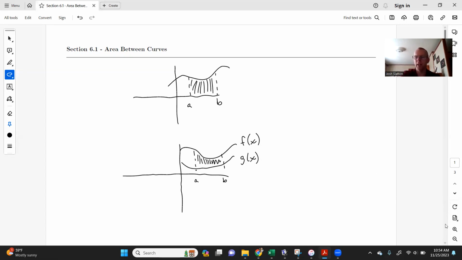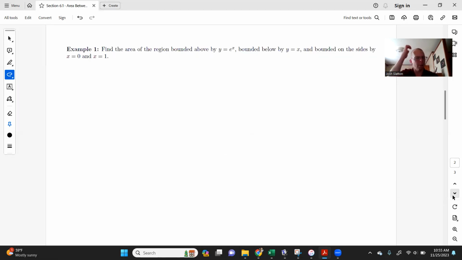The way we can do that is we can find the area under this curve like we did up here, and that would count all of this area as well. Then we can find the area under this curve and subtract it off, and that will give us the area between the two curves. So the area would be the integral from a to b of f of x minus g of x dx. So that's the basic idea. It can get fairly complicated, but we'll keep it pretty simple in this class.